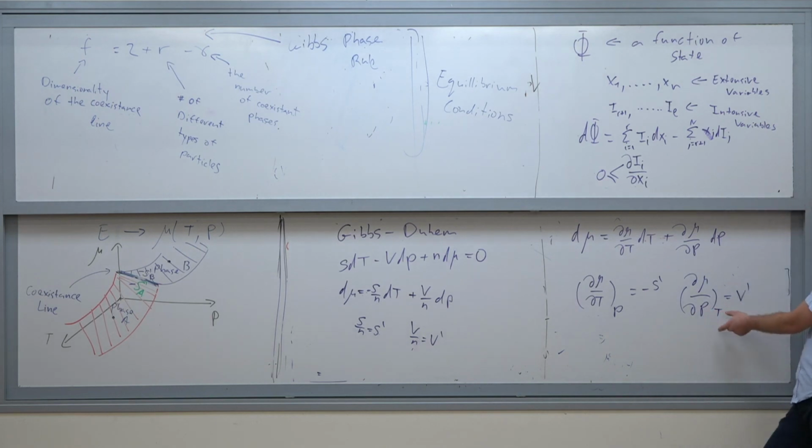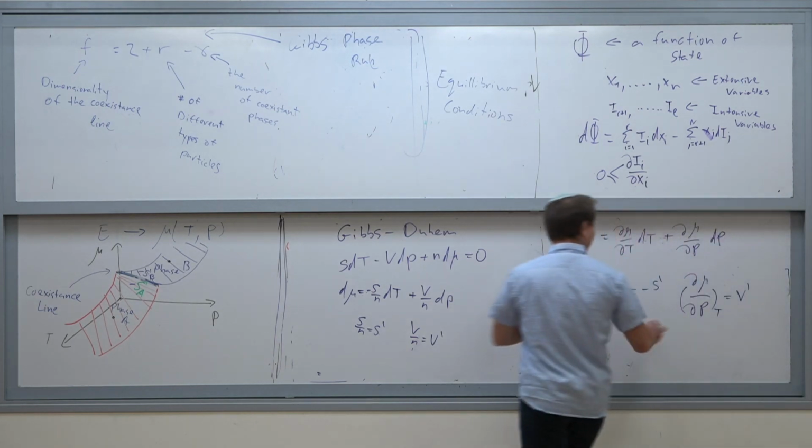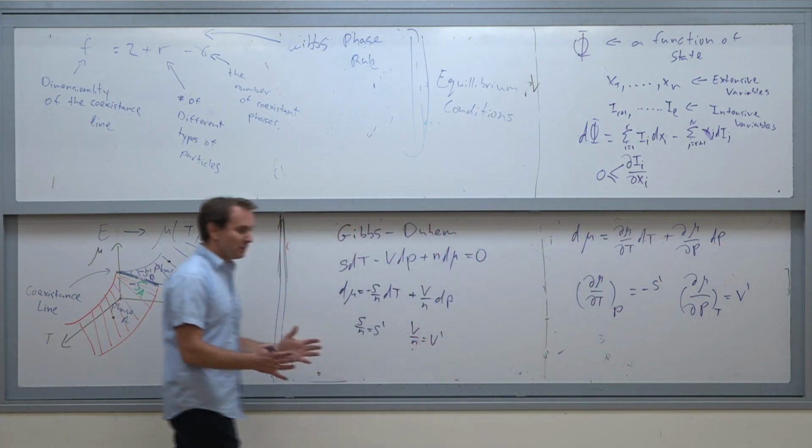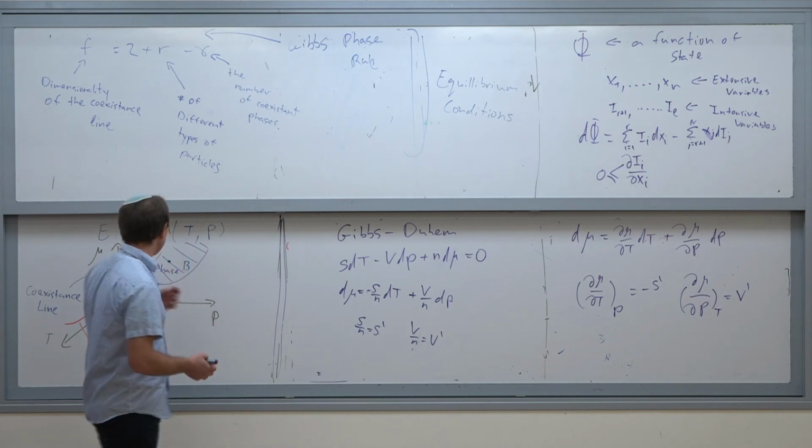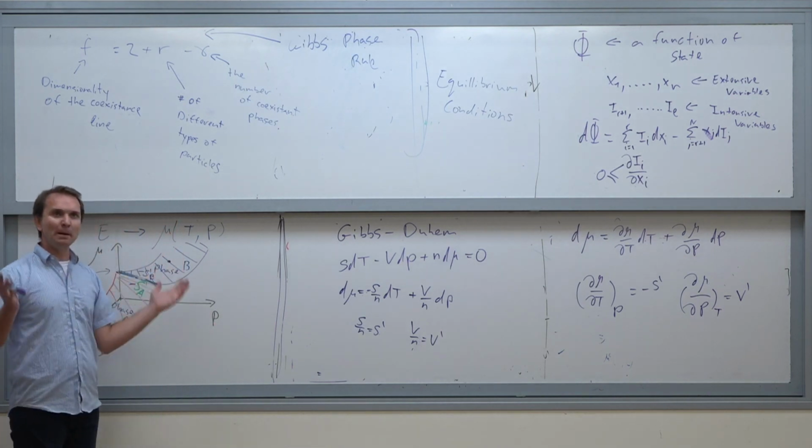The same holds for ∂mu/∂p. We are keeping the temperature constant, we're changing the pressure, and in one phase we had one specific volume. We changed the pressure a little bit, and we crossed to another phase, and the volume jumped.